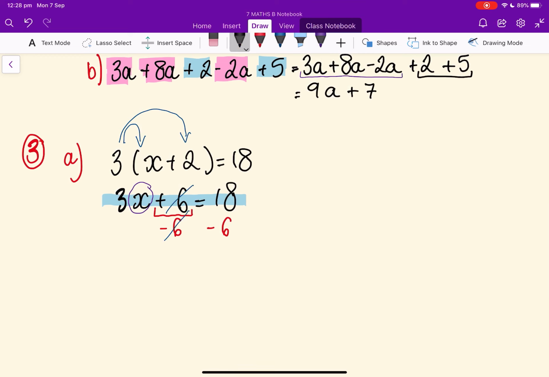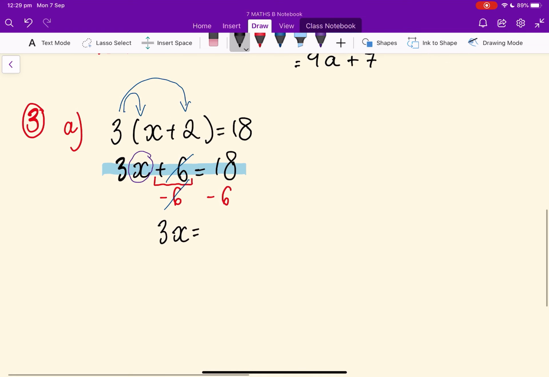Now I'm left with 3x equals 12. Okay. Now I've got my x here, and I still need to get it by itself. Currently, this x is being multiplied by 3. So I'm going to need to do the opposite of multiplying by 3, which is to divide by 3. And I have to do it to both sides.